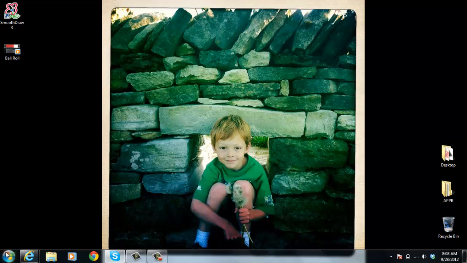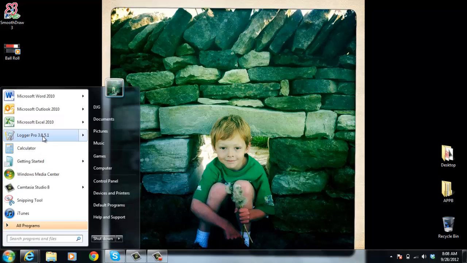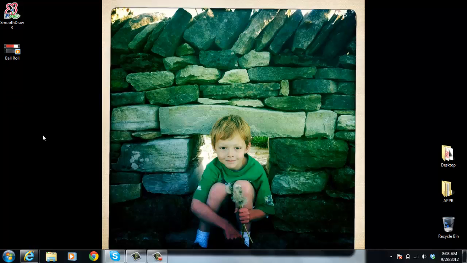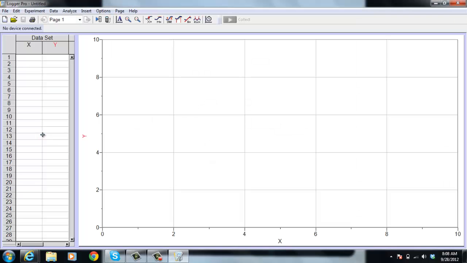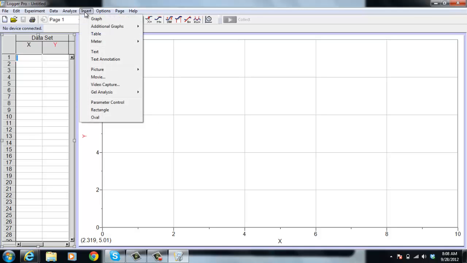Okay, so now that you've got that saved, we're going to go ahead and open up Logger Pro and try to figure out the x component. When you open up Logger Pro, it's going to look like this. It's got a blank data set chart over here and a blank graph, just waiting for the data. So what we're going to do is insert a movie. We're going to go up here and click on insert, and come down here and do movie.